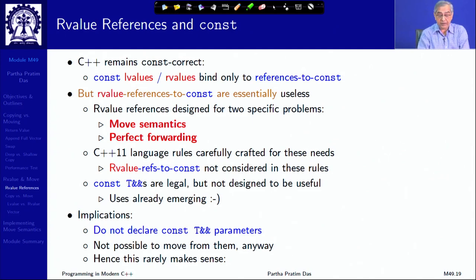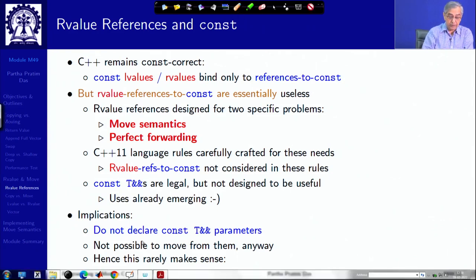And these R value references solve two specific problems, which is move semantics and perfect forwarding. Right? So, remember this part, that you should never declare the const R value reference parameter.